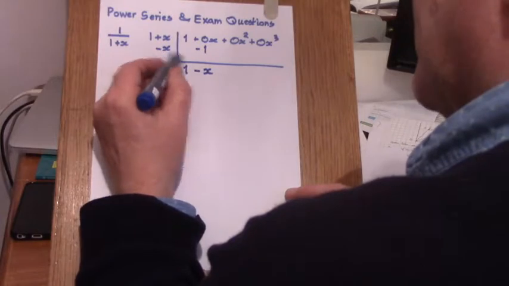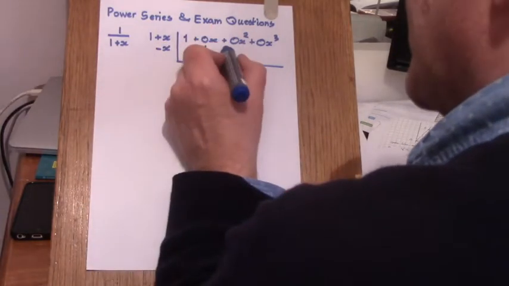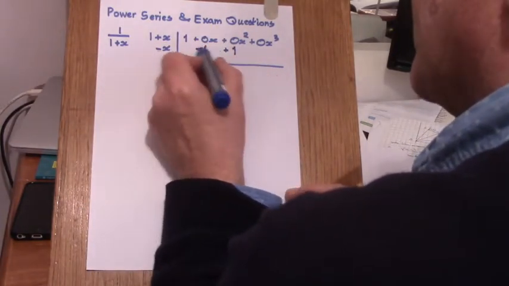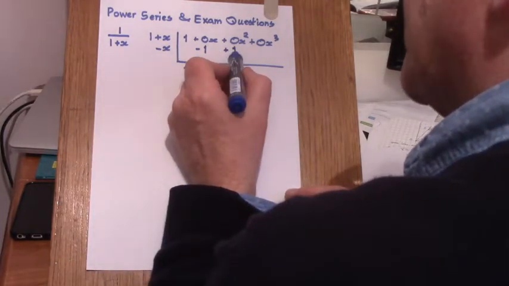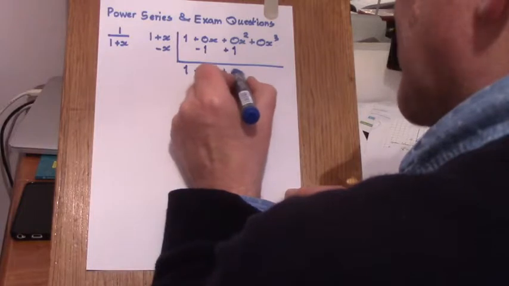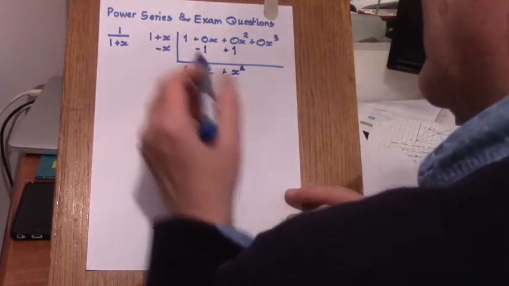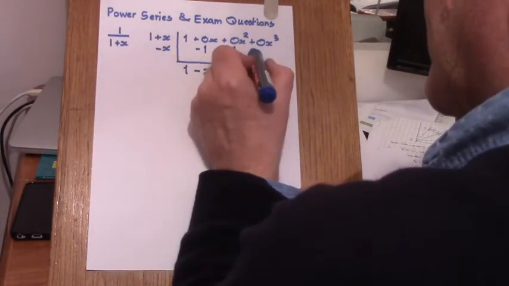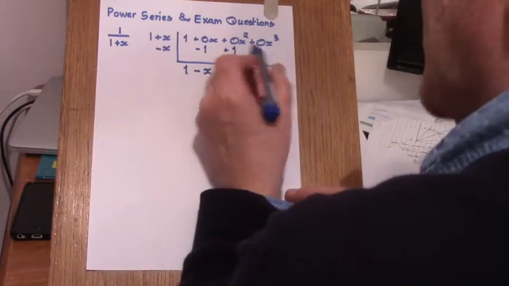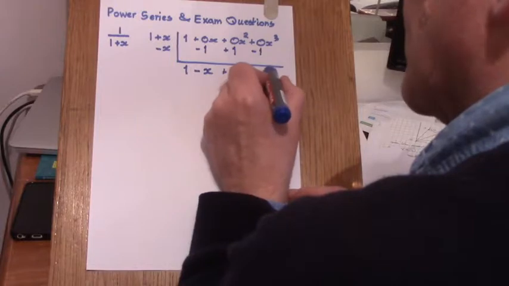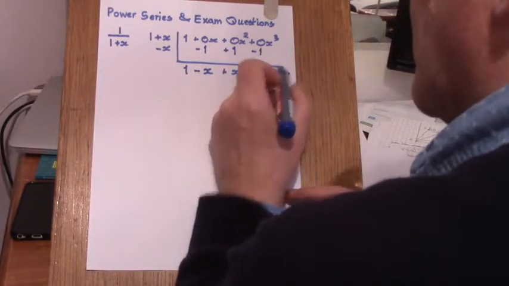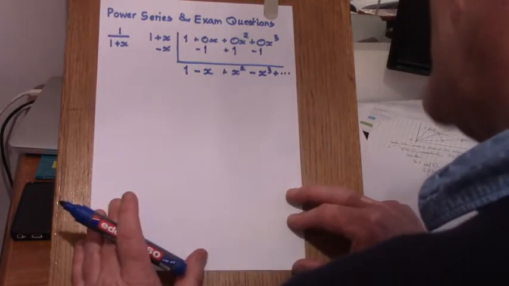And then multiply, we get plus 1x squared. Here I'm just writing the coefficients only. Add up and divide by 1, we get plus x squared. And then multiply, we get minus 1x cubed. Add up and divide by 1, we get minus 1x cubed. And so on. And so we get this pattern.